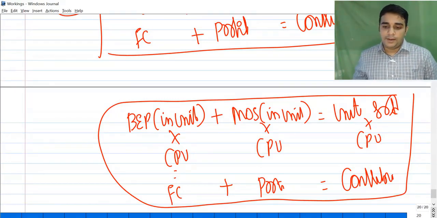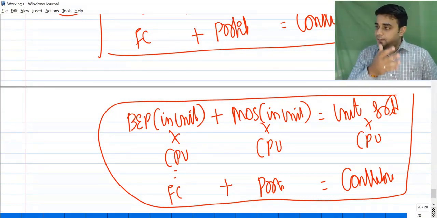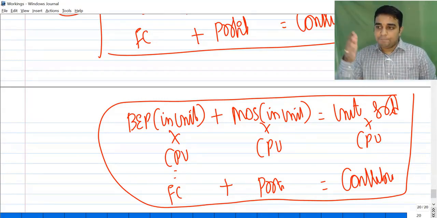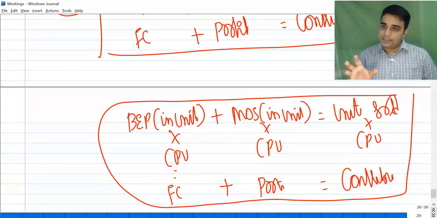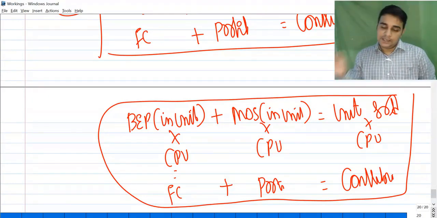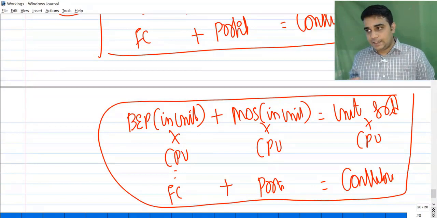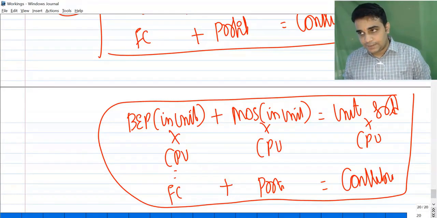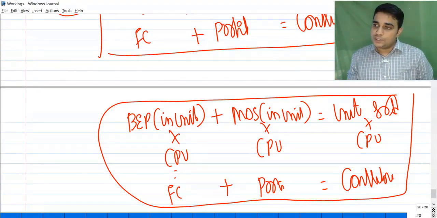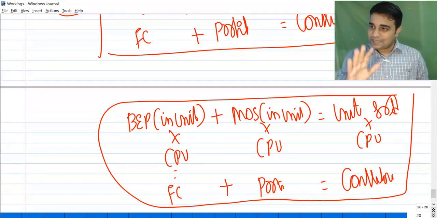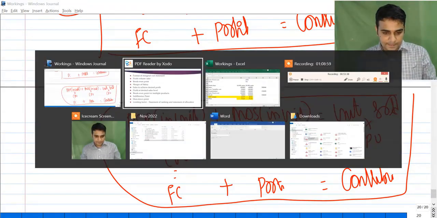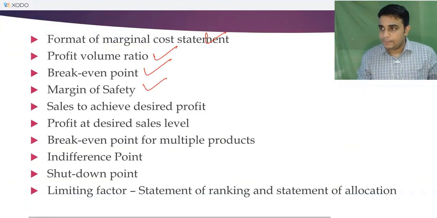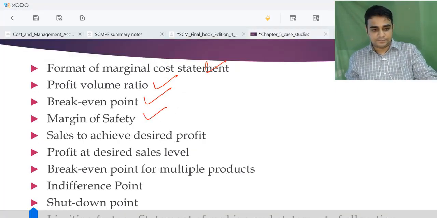Clear? And sometimes you will get the answer in units, you want the answer in rupees. For example, BEP in rupees is equal to BEP in units into selling price. If you have the data in units, multiply with selling price. If you have the data in rupees, divide by selling price. MOS in rupees is equal to MOS in units into selling price. Our MOS in units is equal to MOS in rupees divided by selling price. So that's a connecting part. So we are done with PVR, BEP and margin of safety discussion.